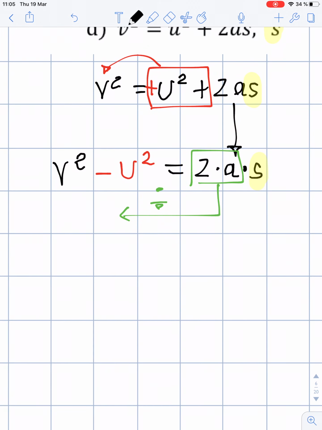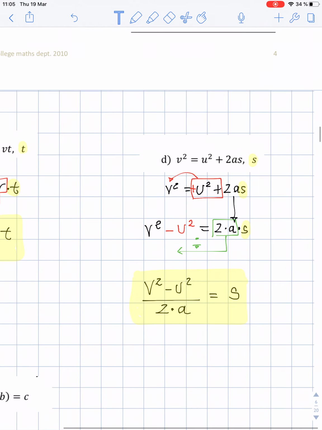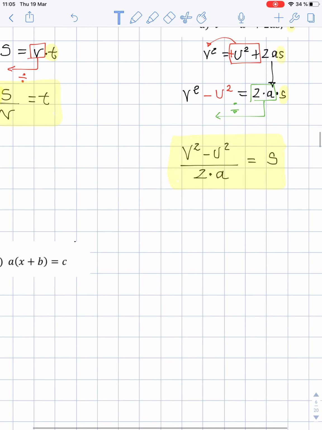b squared minus u squared divided by 2 times a. And it is equal to s because it's the only variable that is left on the other side. And that is the final answer. Okay? Now we have two problems solved.